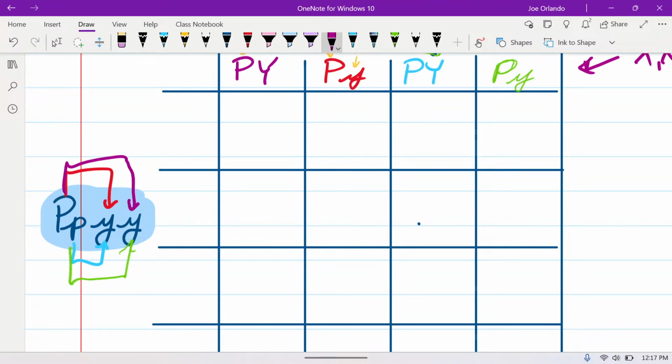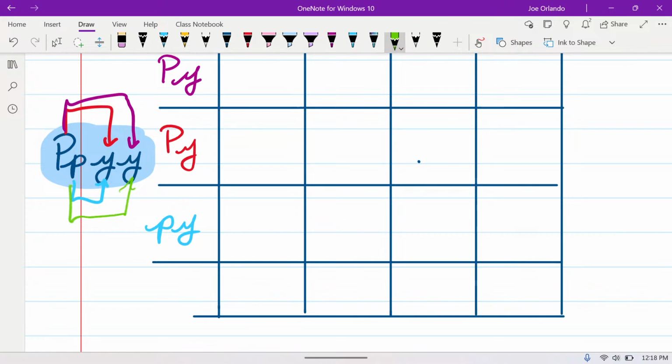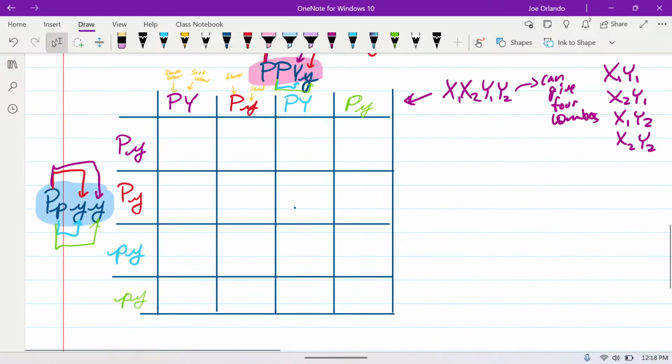The big P could end up with the little y, or the big P could end up with the other little y. So we get 2 of the same. Does that make sense? What's the other possible combination? The little p could end up with the first little y, or that little p could end up with the second little y. Does that make sense? We have some repeats here, but that's okay.